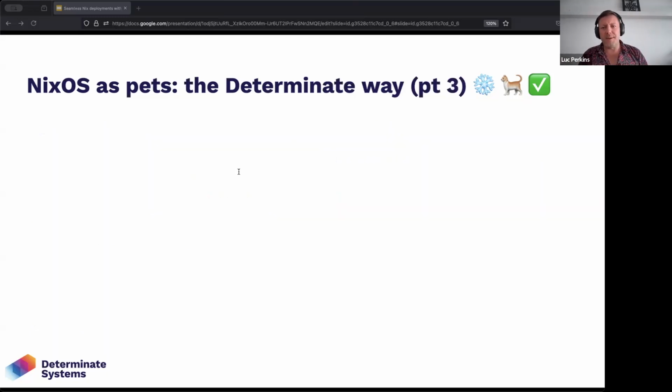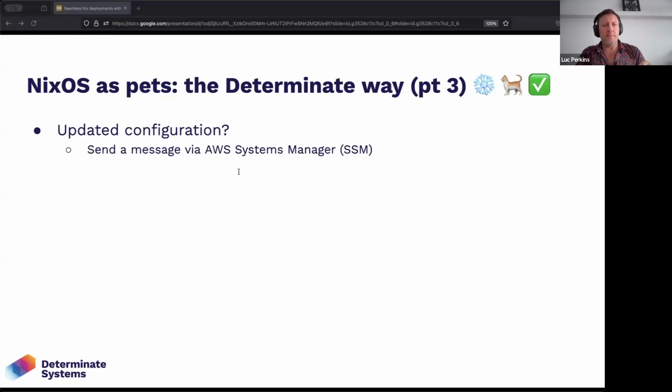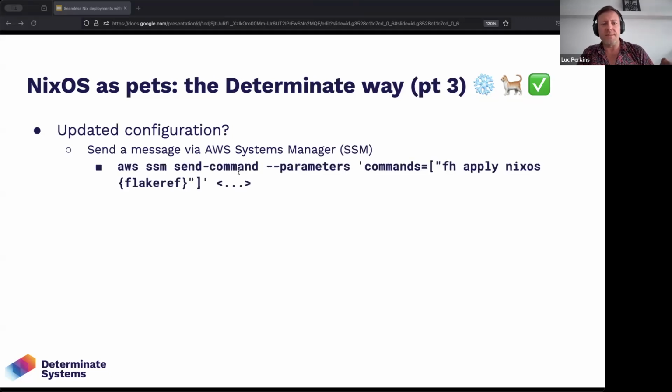So what happens when you need to update your configuration? You've added an amazing new feature, or you fixed some grievously devastating bug, and now you're ready to move on. This part of the flow is just like the last one. You can use AWS SSM, or AWS Systems Manager, to send a message to your running instance telling it to update itself. But this time, you just need to send it the fh apply nixos command because it's already logged in and ready to go.